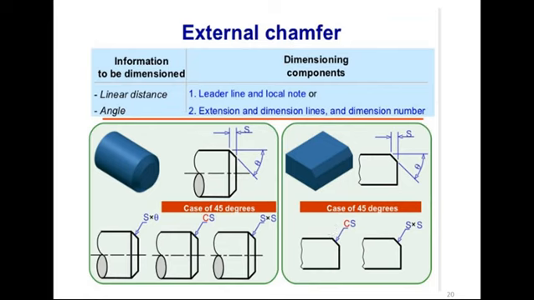Next, external chamfer. Suppose there is an external chamfer in your drawing, how are you going to show it? The important dimensions for a chamfer are the linear distance and the angle. Every chamfer we define with respect to the linear distance and angle. Here we have defined it like this: this is the linear distance and this is the angle. Always mention whatever linear distance we have kept and whatever the angle. It is very easy to understand. Here also we have shown the linear distance and angle.